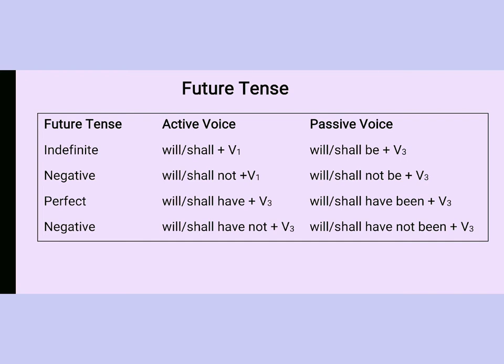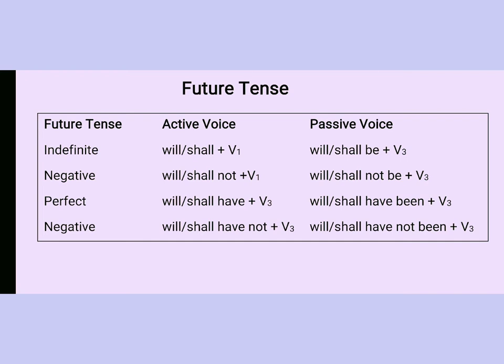ये कब यूज़ होगा? when you have your perfect tense, जब आपका कोई भी सेंटेंस जो है वो परफेक्ट हो. फॉर एग्जाम्पल, we will have watched television.